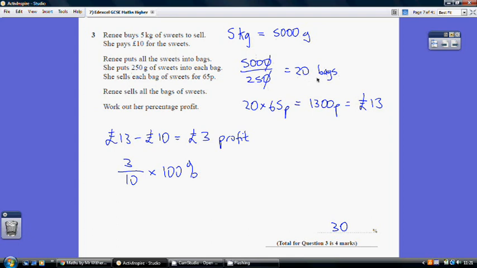Now each of these 20 bags was selling for 65p each, so that's 1,300 pennies, which is £13. So our profit, well, we're selling them for £13, we bought them for £10, so our profit is £3, but we're being asked for our percentage profit. So our percentage profit is the profit divided by the original cost multiplied by 100 to turn it into a percent. So 3 divided by 10 times 100 is 30%.